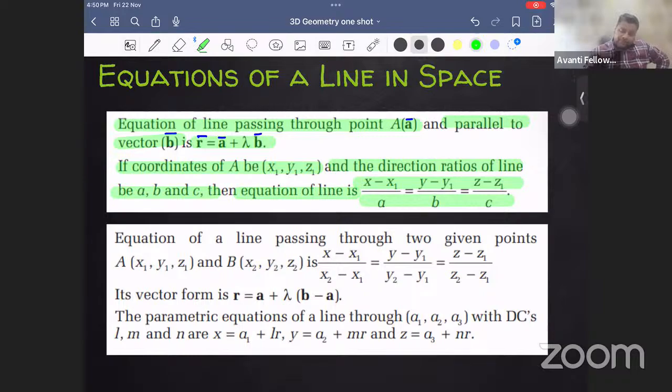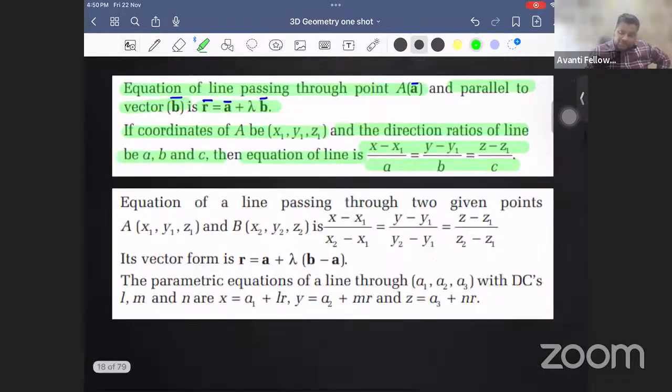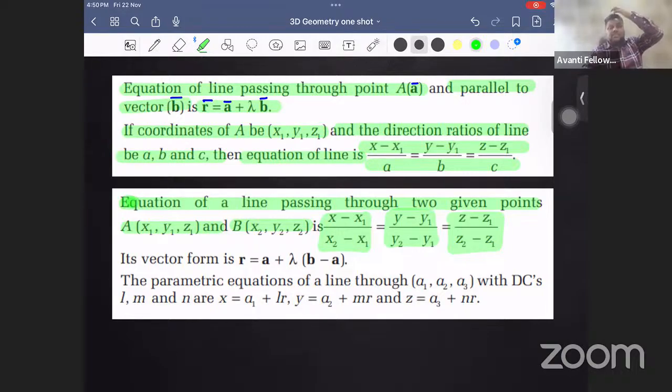Got it? Now, the equation of a line passing through two given points A (x1, y1, z1) and B (x2, y2, z2) is (x minus x1) upon (x2 minus x1) is (y minus y1) upon (y2 minus y1) is (z minus z1) upon (z2 minus z1). Its vector form is A plus lambda times B minus A, which we have already talked about. Got it?